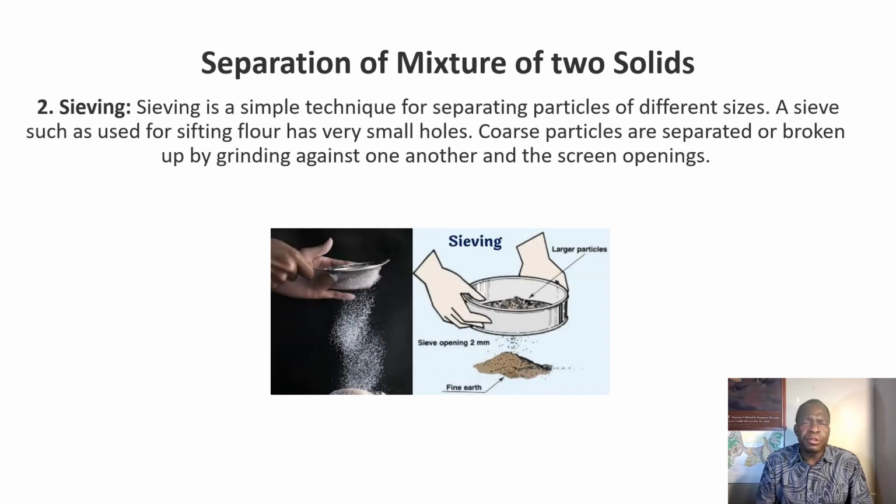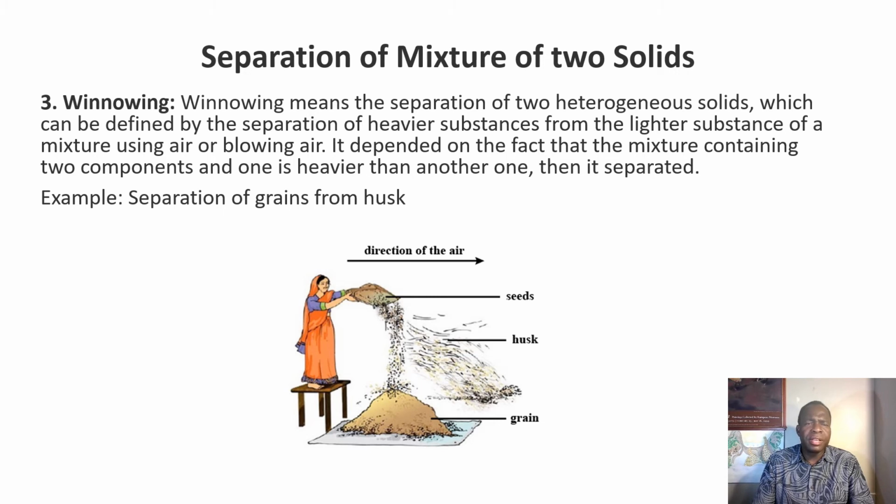So the other method you can use to separate a mixture of two solids is sieving. Sieving is a simple technique for separating particles of different size. The third technique you can use to separate two solids combined together is what we call winnowing.